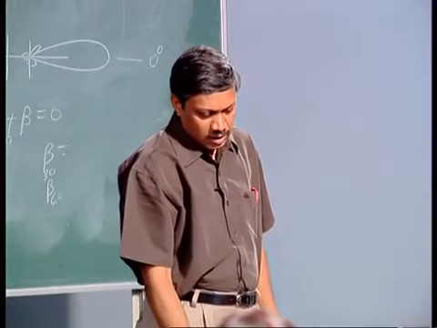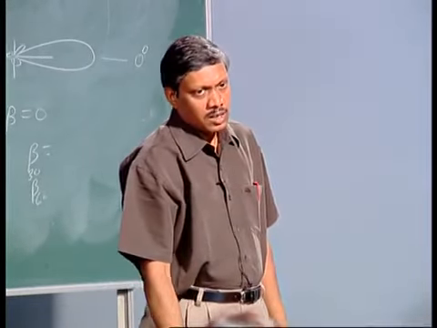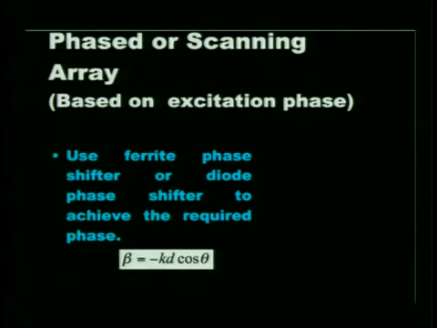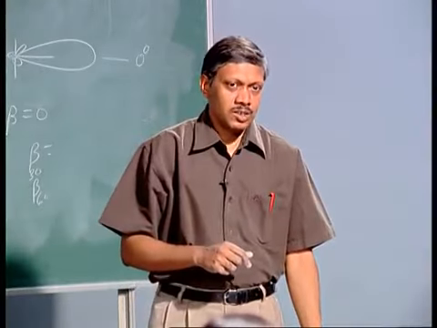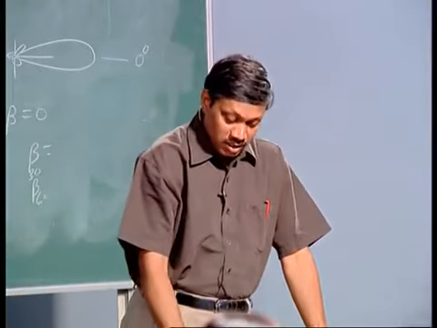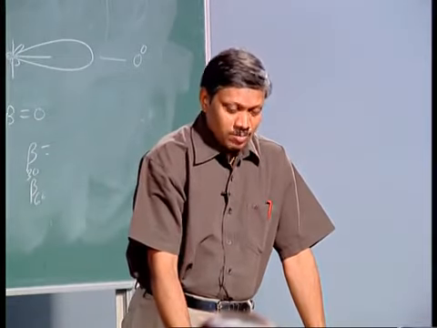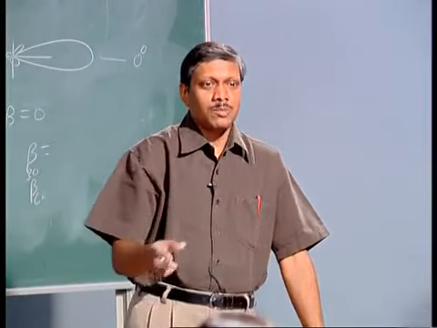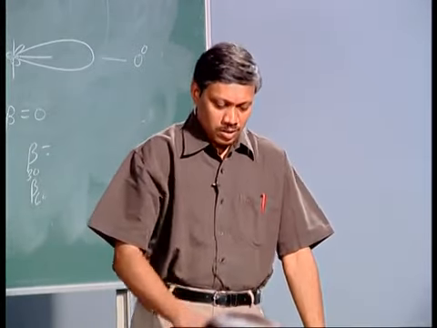The array is scanning the space, and the beta is being controlled as minus kd cos theta. So, as per your theta requirement, you go on varying the beta value, because once the array is fabricated your D is fixed. So, D you cannot change. There are some new approaches on how D can be changed, which we will discuss once I finish this. These are the recent approaches with reconfigurable antennas, which we will discuss later on.